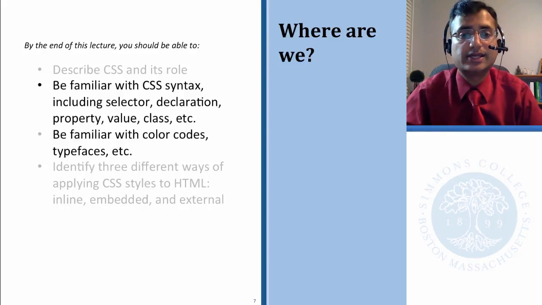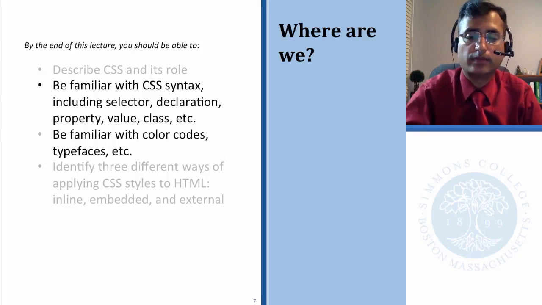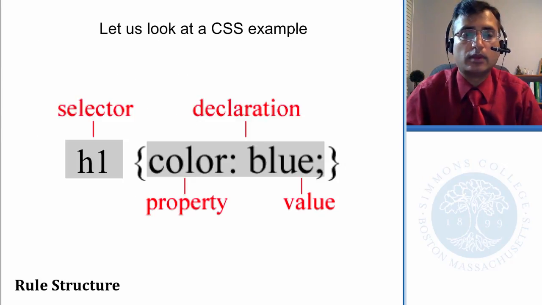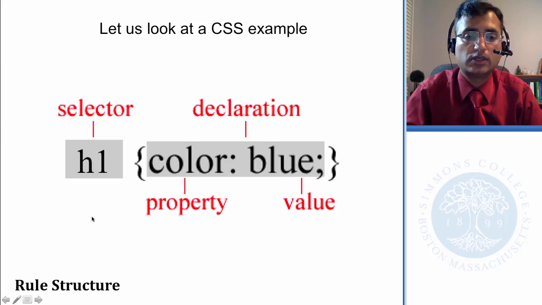We'll now look at CSS syntax, including selector, declaration, property, values, class, etc. And we'll also look at color codes, typefaces, etc. So let us look at an example of CSS. So this is the rule structure.